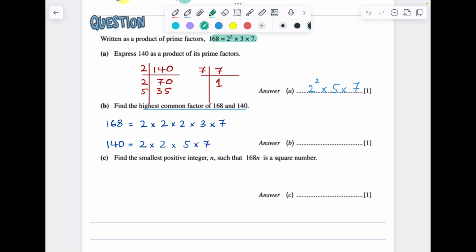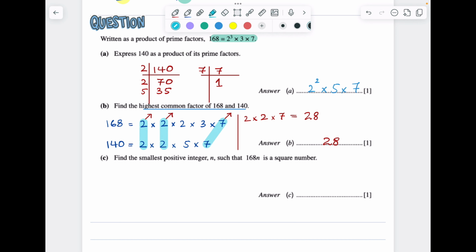Now for HCF, as discussed before, you're going to make pairs of like numbers. So here's one pair, here's another pair, and here's another pair, and you're going to pick one number from each pair. That gives you a 2 from this pair, another 2 from this pair, so times 2 again, and a 7 from this pair, so times 7. So 2 times 2 is 4, 4 times 7 is 28. So the HCF of both these numbers is 28, and you're done.